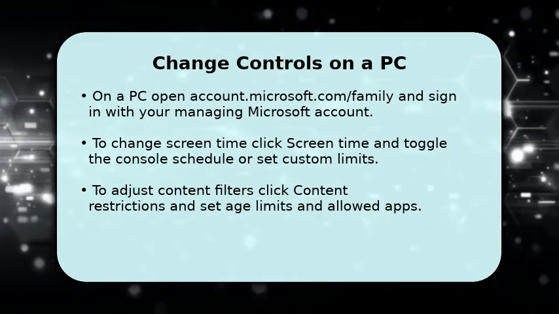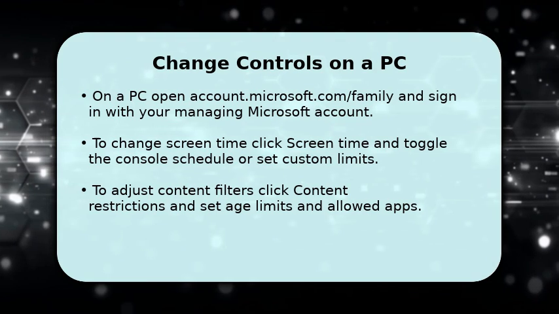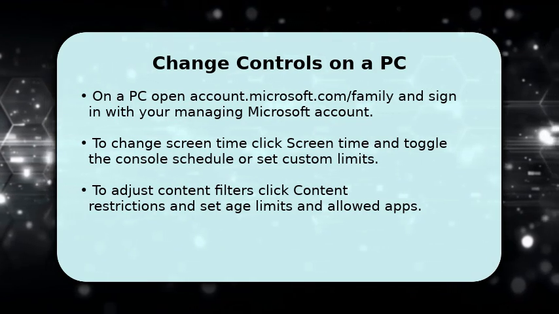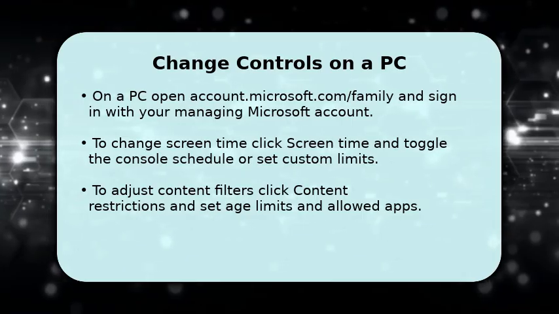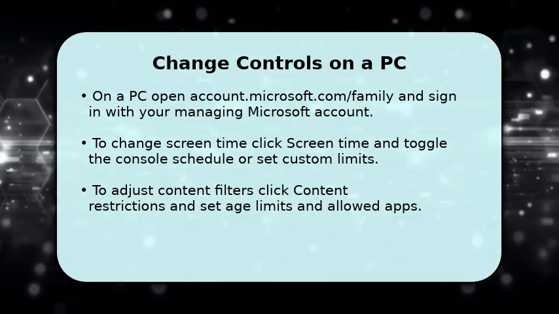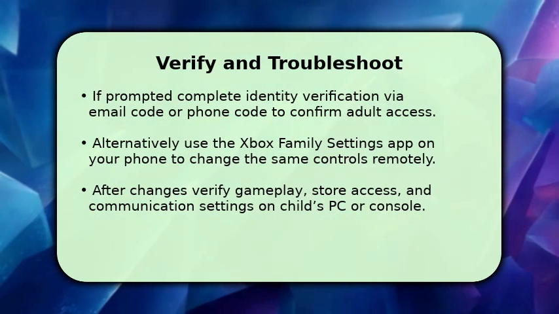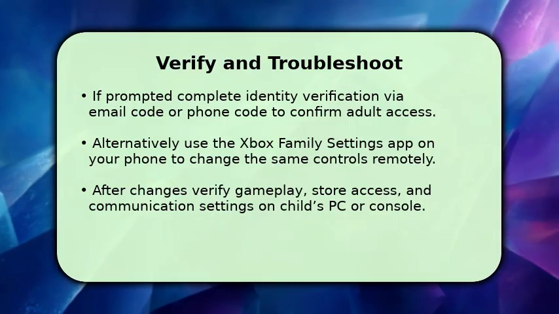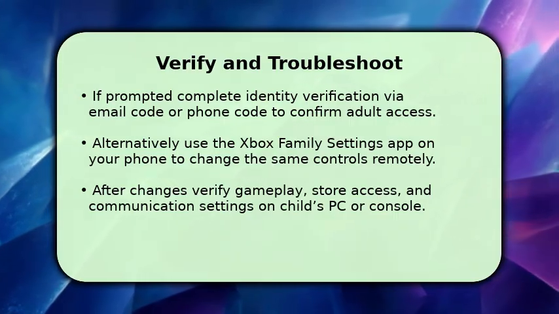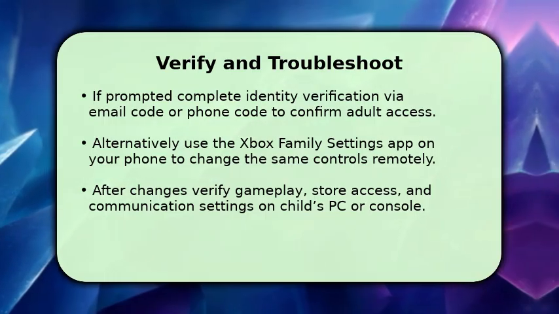To remove restrictions, choose Remove Restrictions or remove the child from family to reset controls. Save changes and sign out, then confirm changes took effect on the child's PC or console. If prompted, complete identity verification via email code or phone code to confirm adult access. If two-step verification blocks changes, sign in on a trusted device, then re-attempt the setting change.